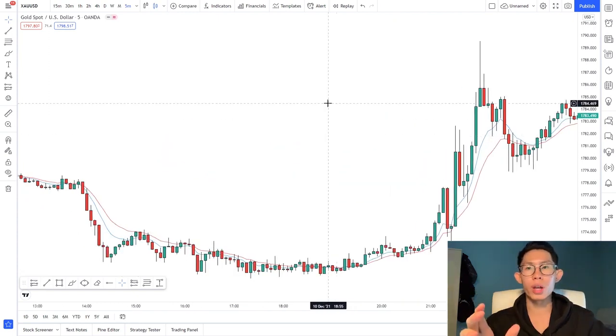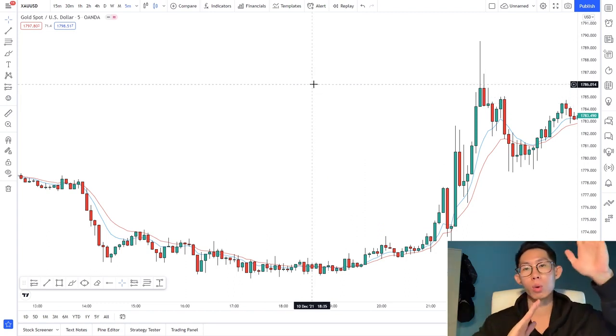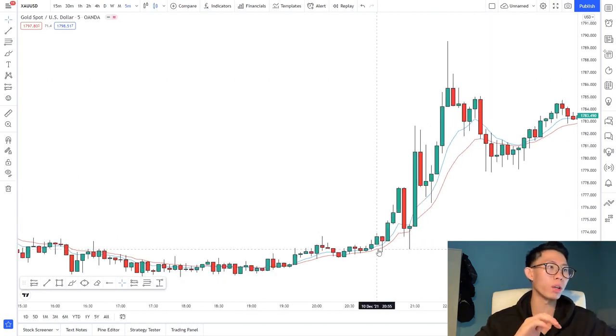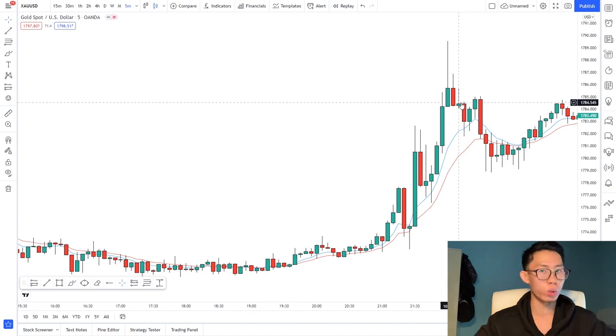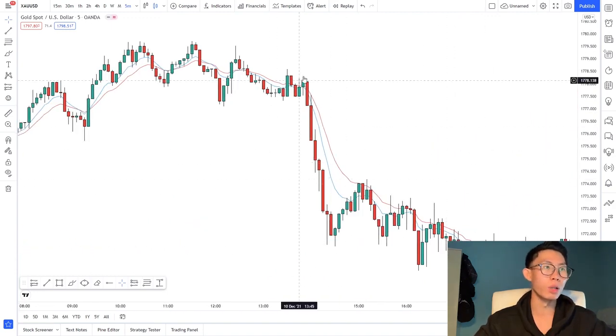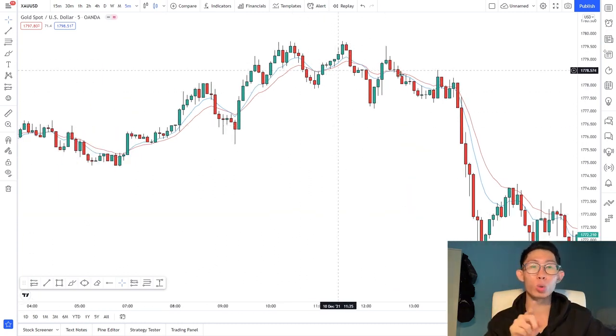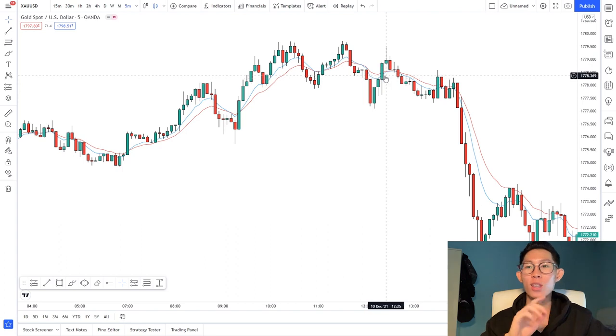Once you have the moving averages, you only want to trade gold when it is either above the moving average or below the moving average. Like right here, when the candlesticks are all above the moving average, that is when you want to trade gold. And if it's below the moving averages like this, that's also when you want to trade gold. But if the moving averages are in between the candlesticks like this, you want to stay the hell out of the market.